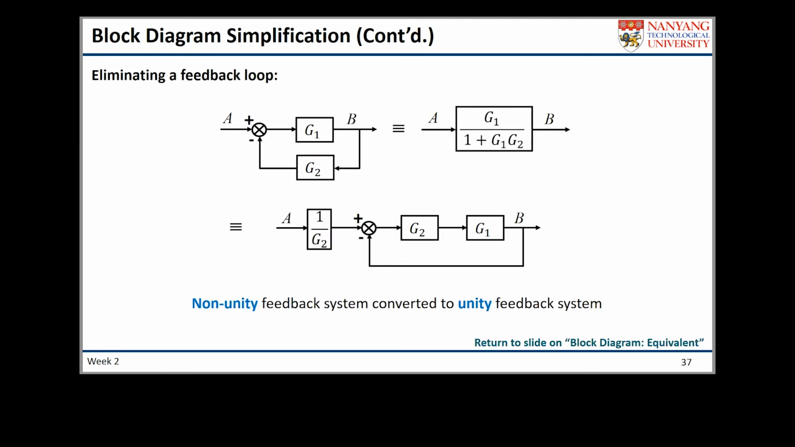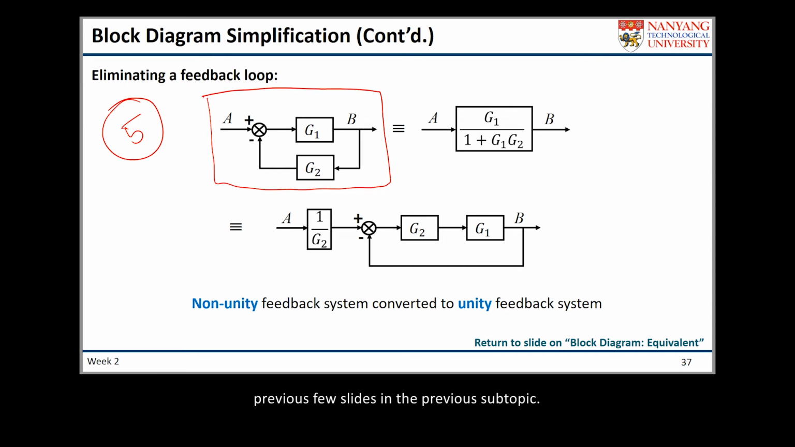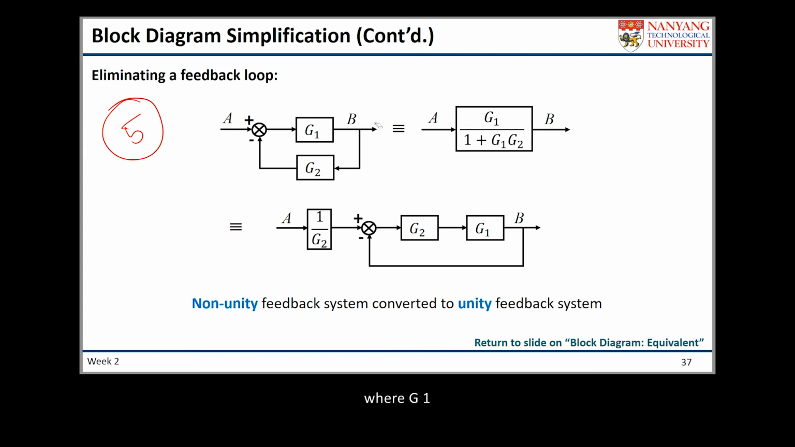Okay, so this is the last trick that I want to share with you. Let's call it trick number 5. We might have a subsystem from our complex block diagram that looks like a feedback system, the one that we discussed in the previous few slides in the previous subtopic. So this exactly looks like a feedback system where G1 is our forward loop transfer function, and G1 times G2 is our open loop transfer function.